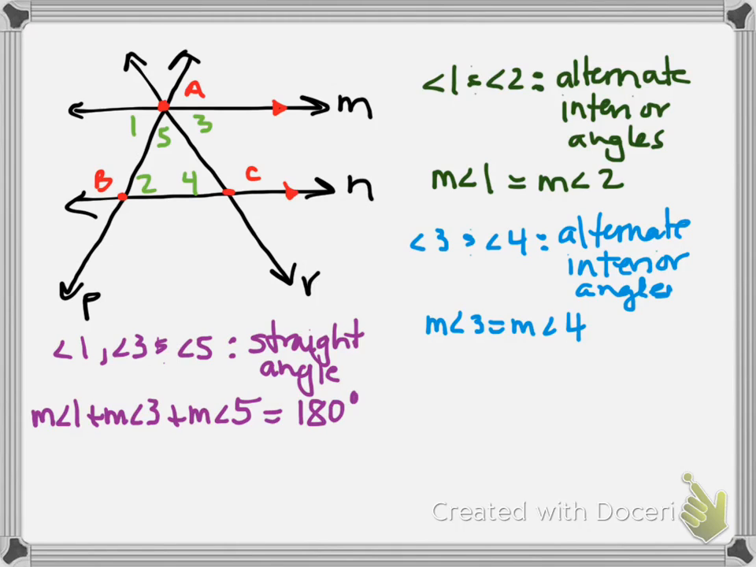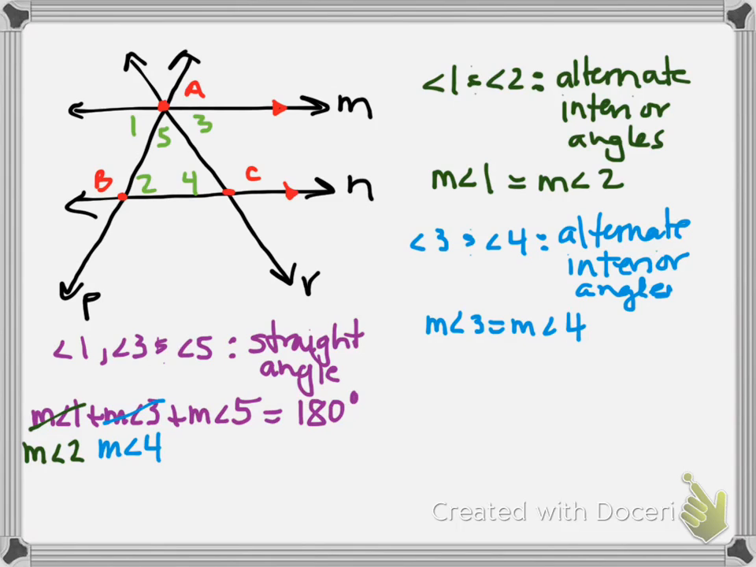Okay, so let's look at what we got. I have measure of angle 1 plus measure of angle 3 plus measure of angle 5 equals 180. But what did we say that measure of angle 1 also equals? What did we write down that the measure of angle 1 equals? Yeah, so I could substitute in for measure of angle 1, measure of angle 2. What did I say, or we write down, that the measure of angle 3 was also the same as? It said 4, right? So let's change that. So 3 is the measure of angle 4.